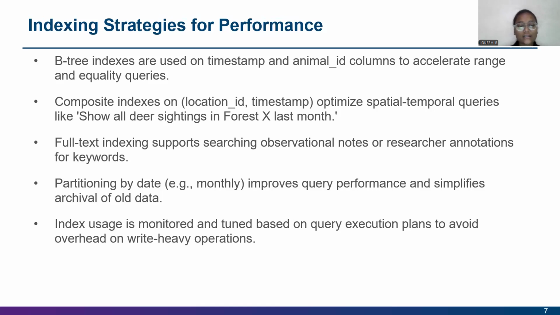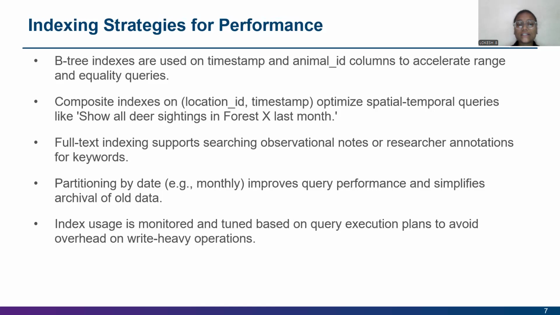Full text indexing supports searching observational notes or researcher annotations for keywords. Partitioning by date, for example monthly, improves query performance and simplifies archival of old data. Index usage is monitored and tuned based on query execution plans to avoid overhead on write-heavy operations.